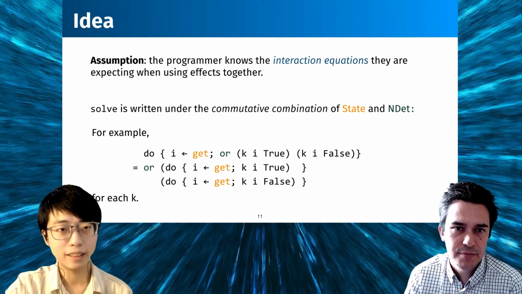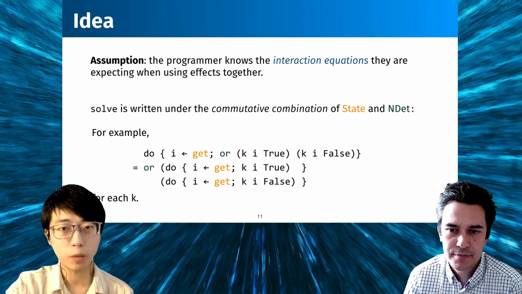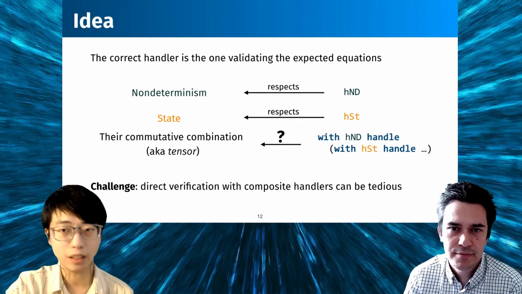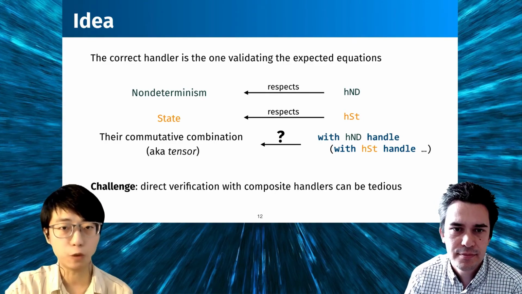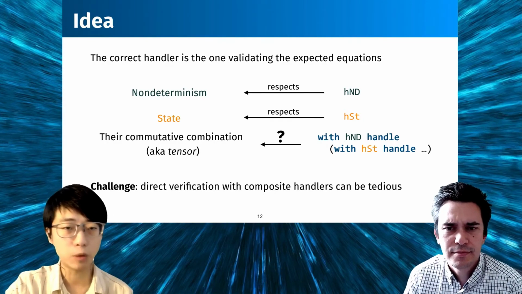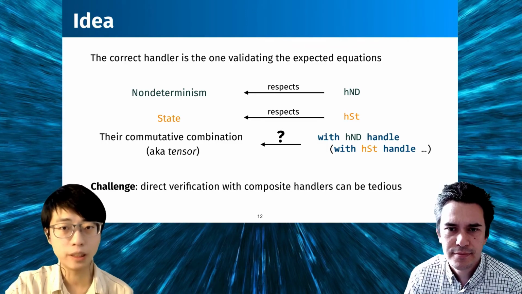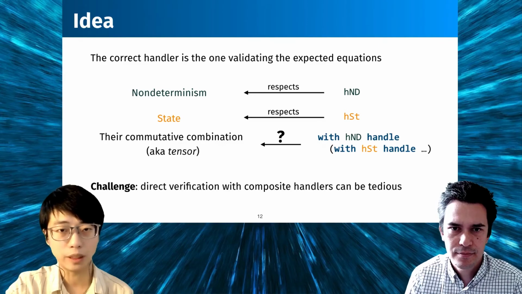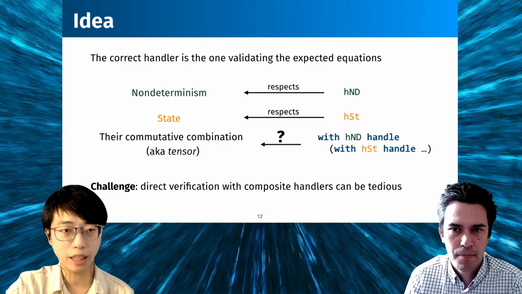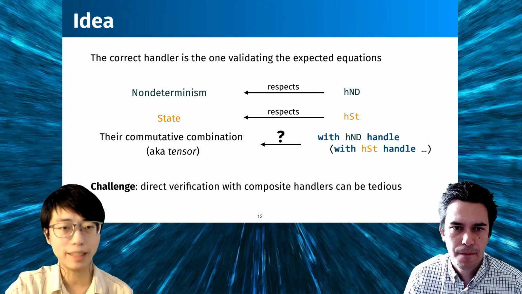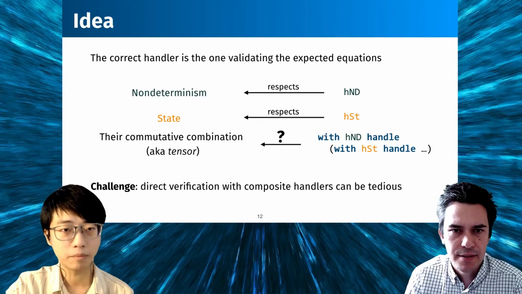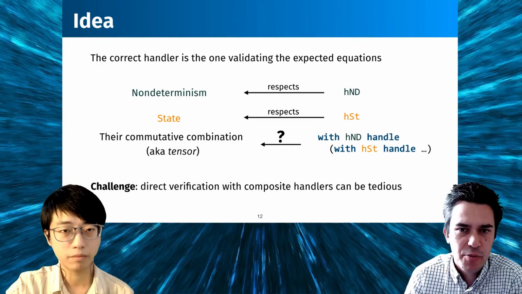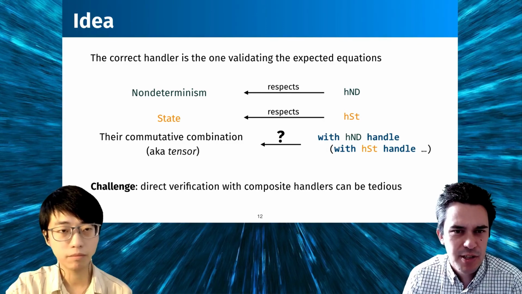I see. I think this explains why only one particular order of composing the handlers of state and non-determinism works for your solve program. Since your program assumes the commutative laws, technically you are assuming the tensor of non-determinism and state. You need to make sure your composite handler indeed respects these laws, just like you showed your handlers H_ND and H_ST respect their theories. I see. Well, I totally agree with what you said, but it still seems like a tricky job to do.